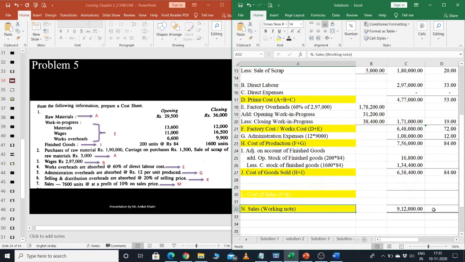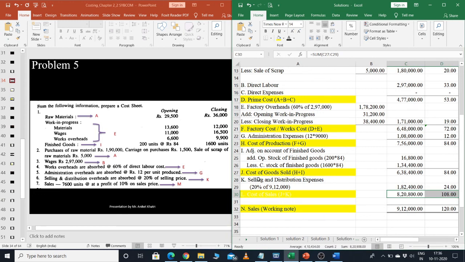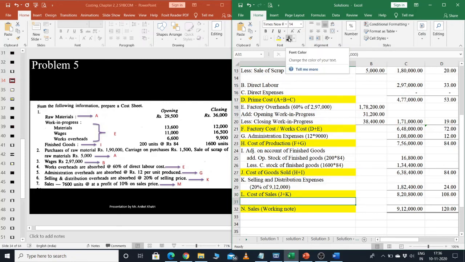I'll write here working note. I can also calculate per unit cost, which is 120. I just divided this 9,12,000 by 7,600. Okay, now I need to calculate selling and distribution expenses. So it is mentioned that it is 20% of 9,12,000, right? So when I calculate, that will be 1,82,400, and per unit is 24 rupees. Okay, just do the total. This is my cost of sales. Okay, and the final is profit, which is mentioned as 10% on sales price. So 10% of 9,12,000, it is 91,200, and per unit is 12.